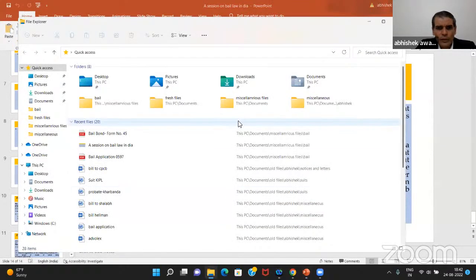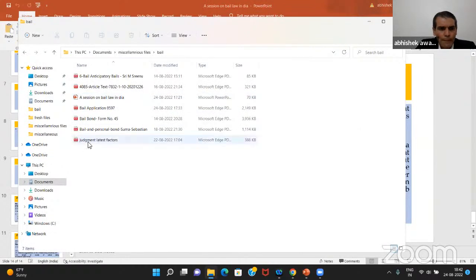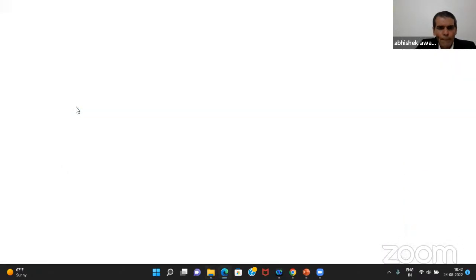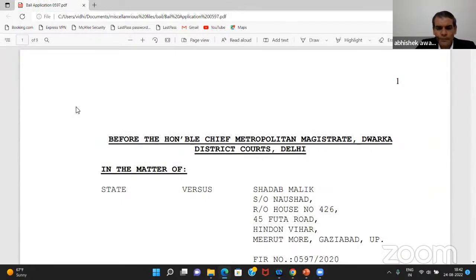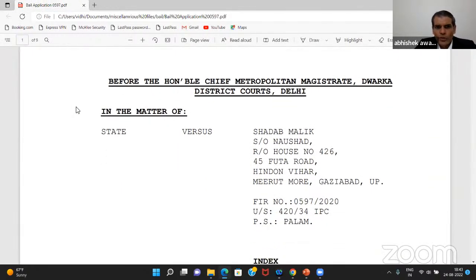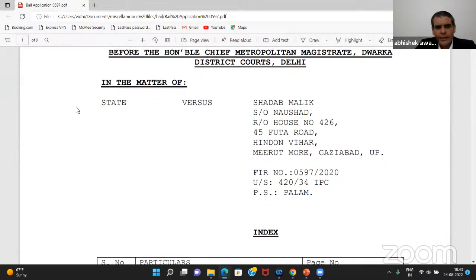This will give you some idea. Before the Honorable CMM, produced before CMM, Dwarka District Court, in the matter of State versus, this is how it is mentioned there. State, because the case is most probably a non-bailable case, so the State will be prosecuting. Cognizable, sorry, it's a cognizable case where FIR has been registered.